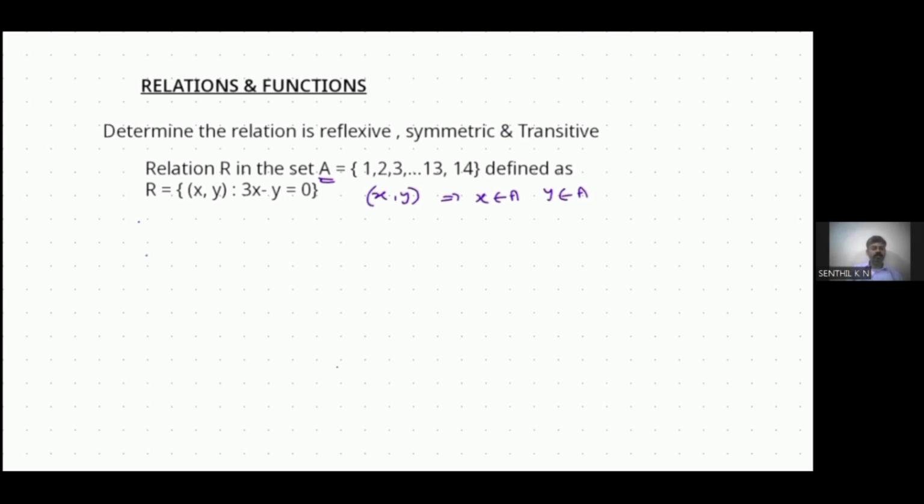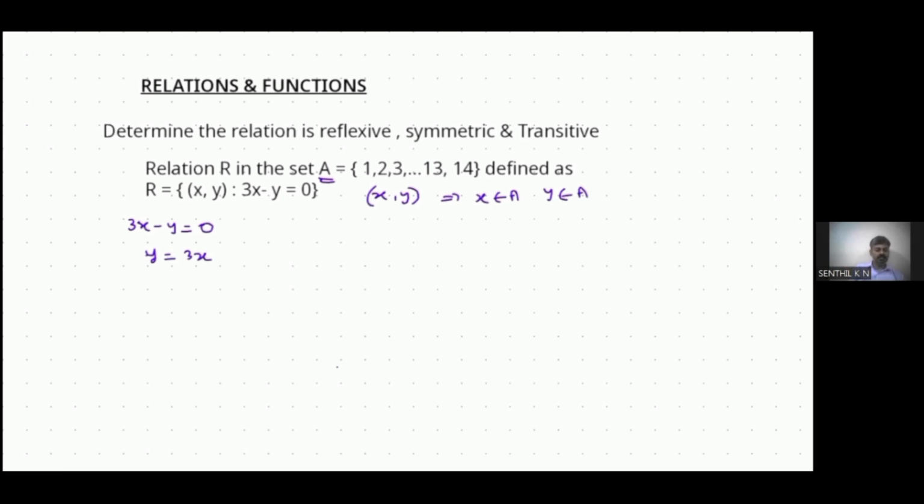Now we have to write the ordered pairs, that is, we have to write the relation in roster form. Here we have 3x minus y equal to 0. We can take this equation as y equals 3x. Whichever pairs satisfy this equation alone we can take for R. So we have to take x from A, having the elements 1, 2, 3, up to 14.